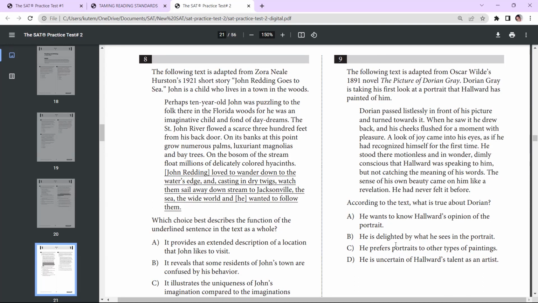C says he prefers portraits to other types of paintings. So it just says he loved this portrait because it was himself. It doesn't say that he loves portraits compared to other types of paintings. D says he's uncertain of Howard's talent as an artist. I don't think there's anything that even implies this. This is just completely off topic.